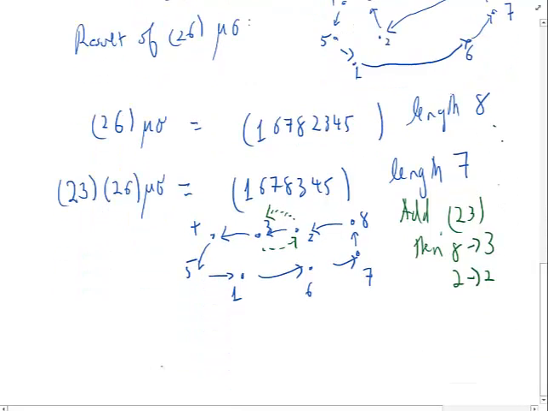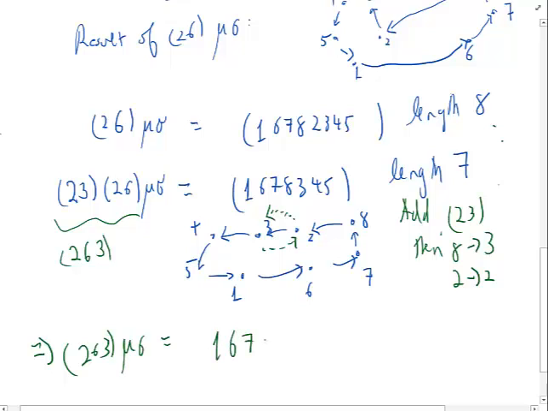Okay, so that tells me that if I combine these two together, that's going to give me 2 goes to 6, and 6 goes to 3. So that means (2 6 3) times μσ is equal to (1 6 7 8 3 4 5), which is a cycle of length 7. Okay? So that's how you could do that. All right, let me stop there and do the last one separately.